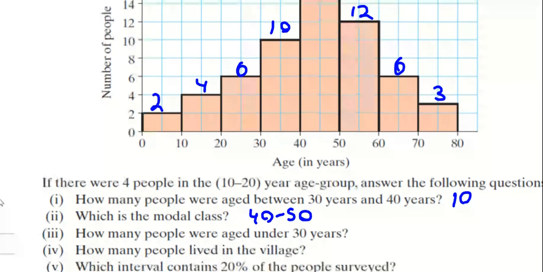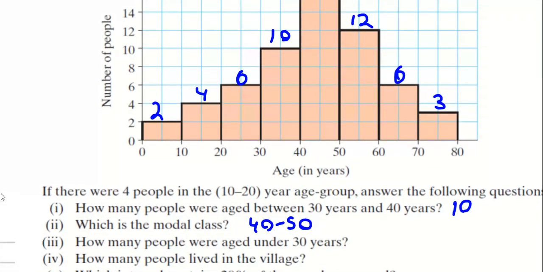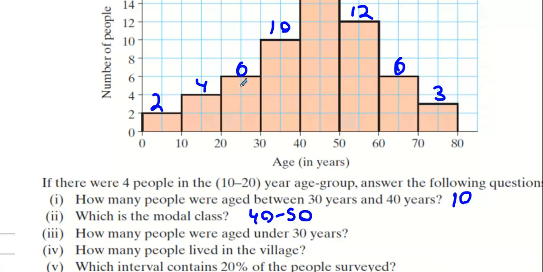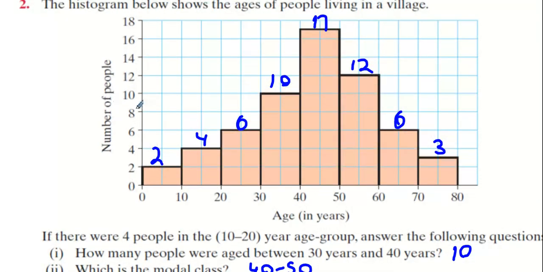Next question. How many people were aged under 30? 6 plus 4 plus 12. Okay. Modal's the most common answer. How many people lived in the village? We have to add them all together, don't we? 60. Okay. 6, 12, 22, 39, 51, 57, 60.